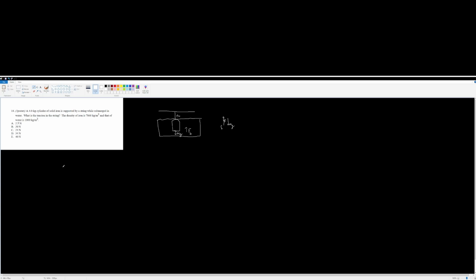And we can simply say that the weight of the object, that force, is equal to the tension in the string plus the buoyant force. We know from what we derived during our tutoring lesson from problem 13 that the buoyant force is equal to the density of the water times the volume of the displaced water times gravitational acceleration. And if we rearrange here, then obviously T just equals mg minus rho water times volume of displaced water times g.